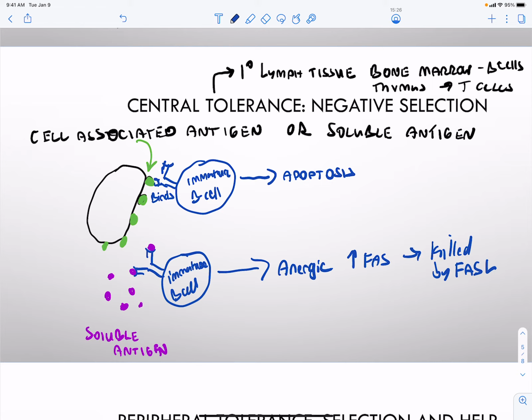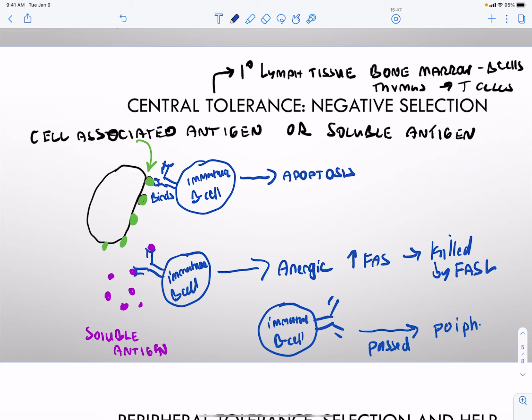Now, if you have a B cell that does not recognize self-antigen, either soluble or cell-associated, it gets released. And it goes out into the periphery.